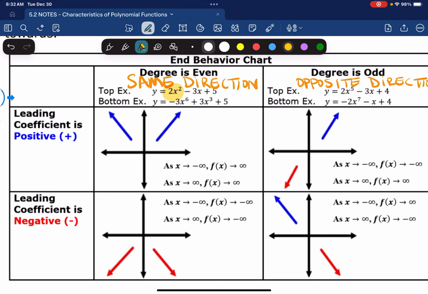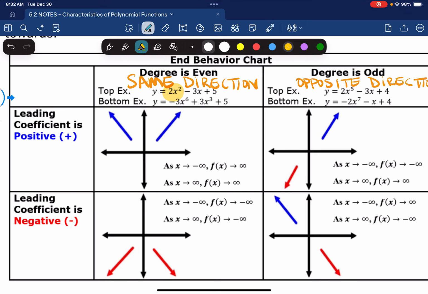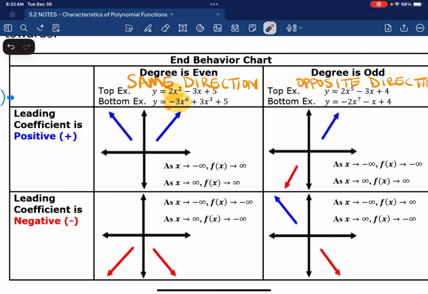So I know that the degree is even. That means my end behaviors go in the same direction. And then I say, okay, well, my leading coefficient is positive. That is why both end behaviors go up. If you look at your second example, the bottom example here, y equals negative 3x to the 6th power plus 3x cubed plus 5. Again, it's an even degree polynomial, so the end behaviors go in the same direction, but our leading coefficient is negative 3, so it's a negative leading coefficient, meaning both of my end behaviors go down.